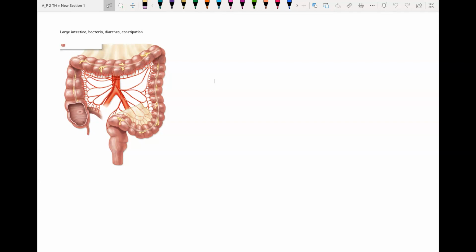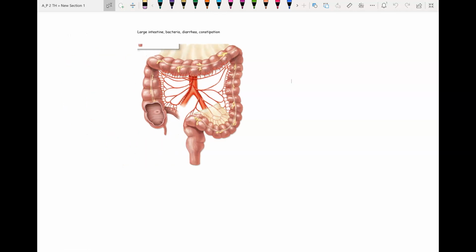After food has been digested and nutrients absorbed in the small intestine, it is time to move on to the large intestine. This transfer takes place at the ileocecal valve, right here. So the ileum is the last part of the small intestine. Anything that wasn't digested and absorbed makes it to here. It passes through this valve into the large intestine.